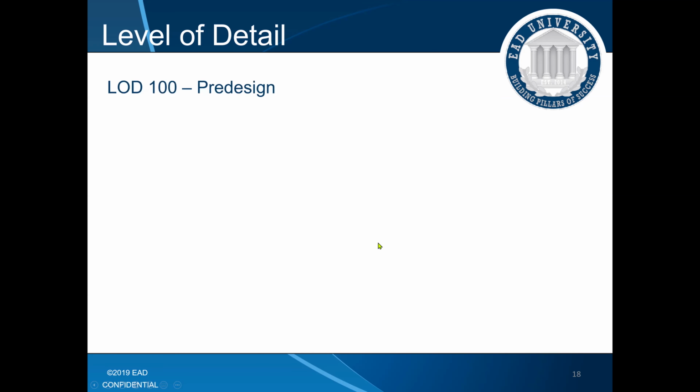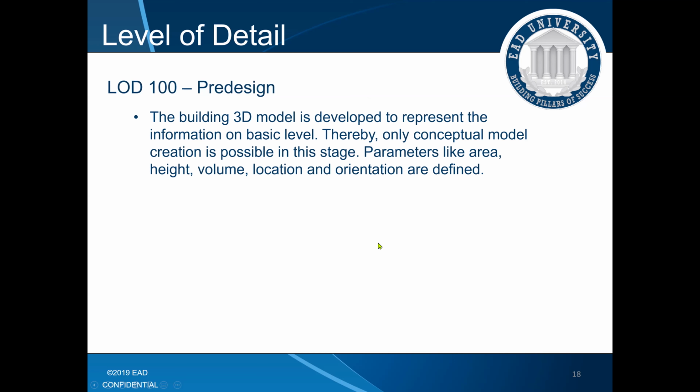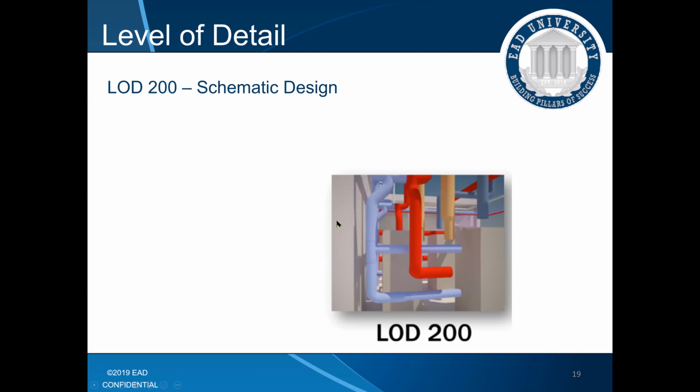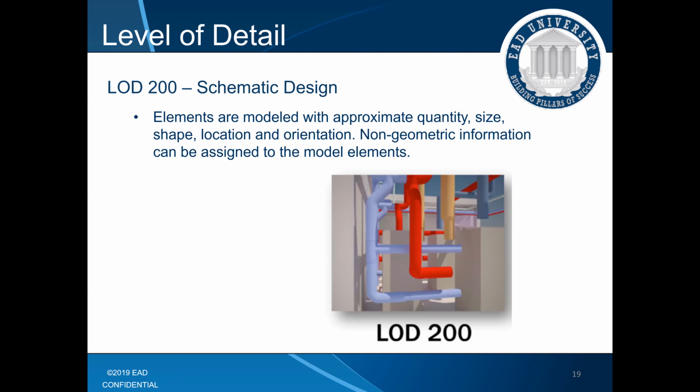So LOD 100, pre-design: the building 3D model is developed and represented with information on a basic level. Thereby, only conceptual model creation is possible at this stage. Parameters like area, height, volume, location, and orientation are defined. When we go to LOD 200, the schematic design, elements are modeled with appropriate quantities, size, shape, location, and orientation. Non-geometric information can be assigned to the model and the elements.